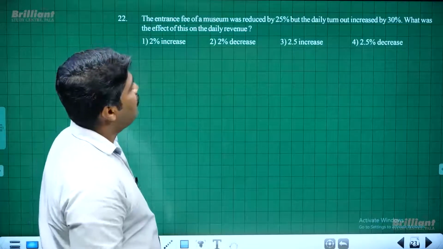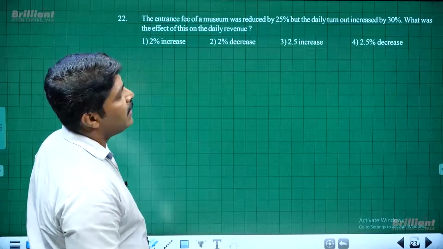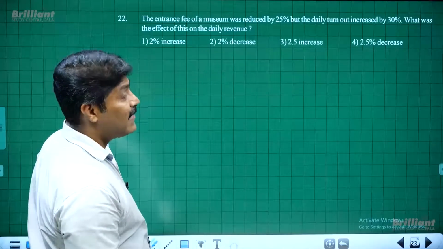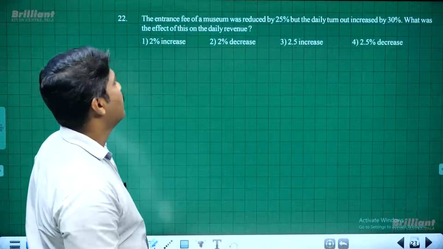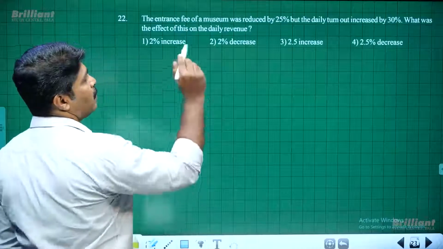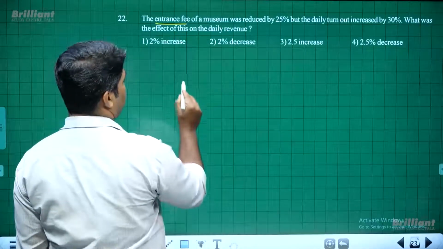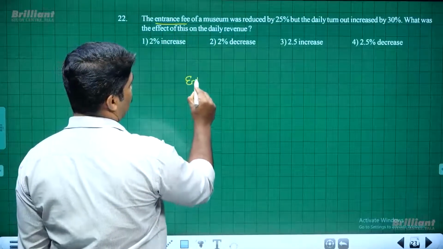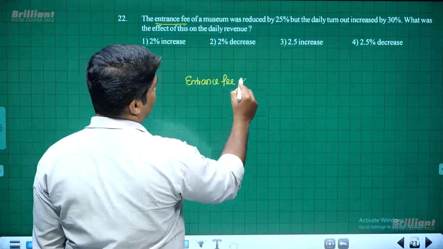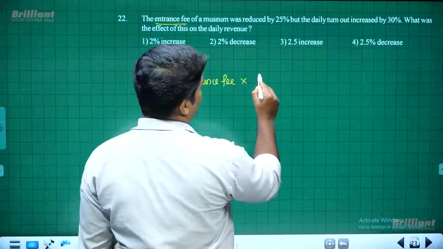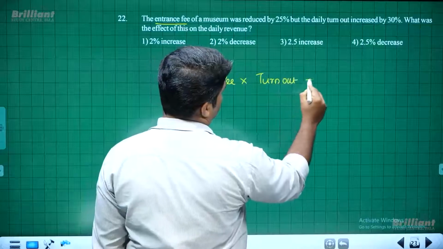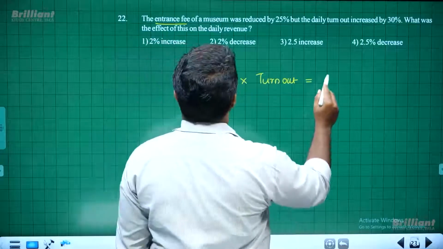The entrance fee of a museum was reduced by 25%, but the daily turnout increased by 30%. Right? Daily turnout increased by 30%. So what was the effect of this on the daily revenue? So here we consider entrance fee. Here, how these components act: entrance fee into turnout, where turnout means the number of viewers, will be equal to daily revenue.